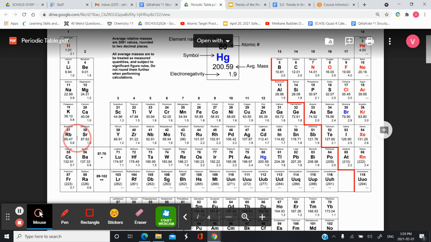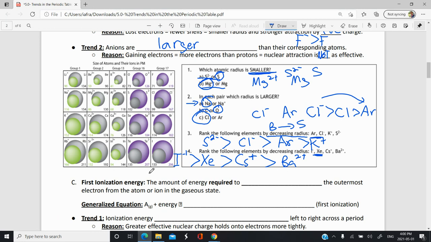Within a period, if you have ions form, so the rubidium ion is still larger than the strontium ion because the strontium ion has more protons pulling itself in, so that effective nuclear charge still applies to the ions as well as you go forward that way. In the next video, our next trend we'll analyze is the first ionization and successive ionization energies.